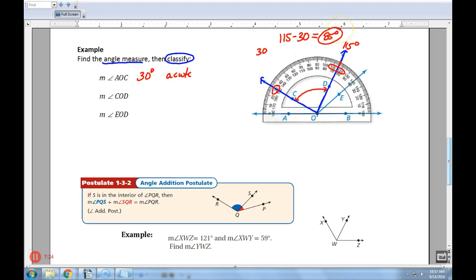So I guess my eye was a little bit off. It wasn't a right angle. It's a little bit less than a right angle, so it is also acute.